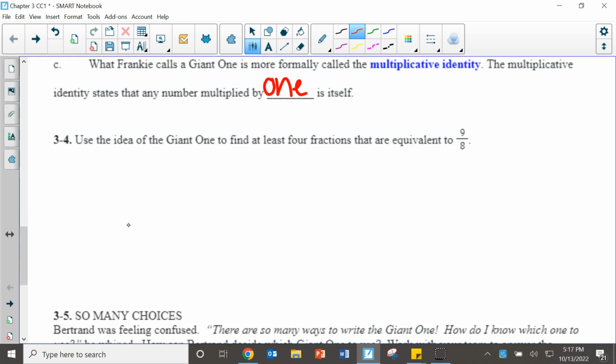So go ahead and pause this video and try to find 4 fractions, or at least 4 fractions, that are equivalent to 9/8, and I want you to use that giant 1, because I want you to get used to seeing that and using it. Now, in future, you don't always have to draw the 1, but I want you to get used to that now. So go ahead and pause the video and do that.